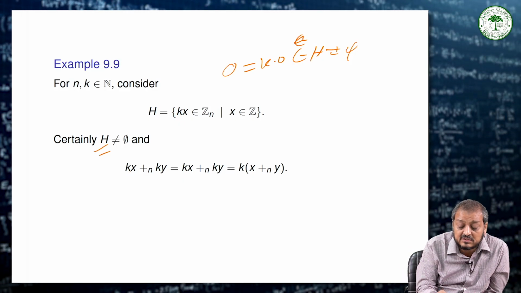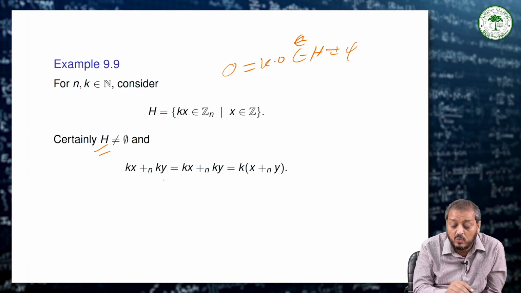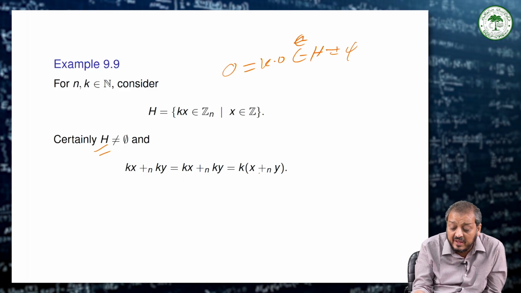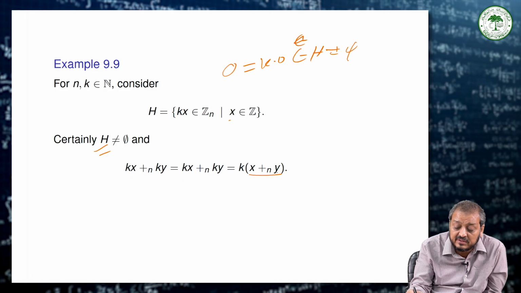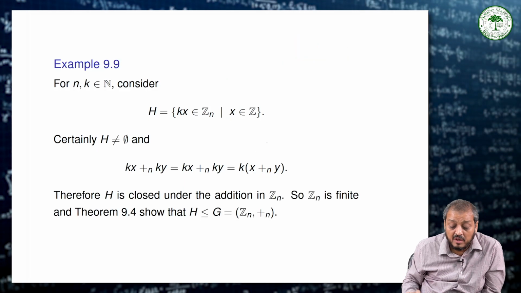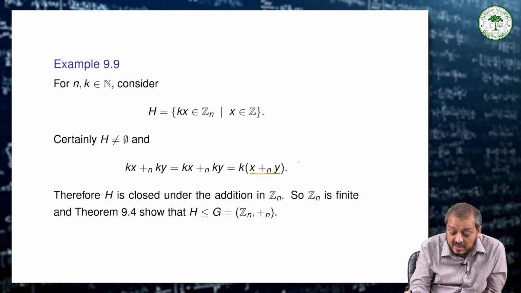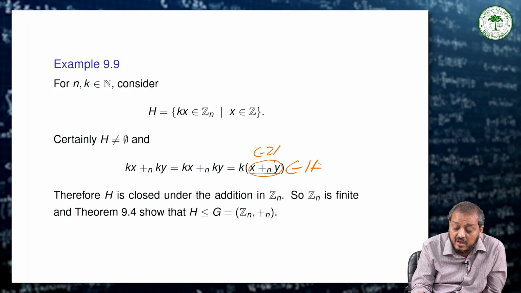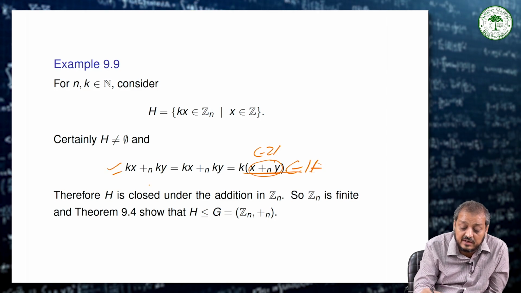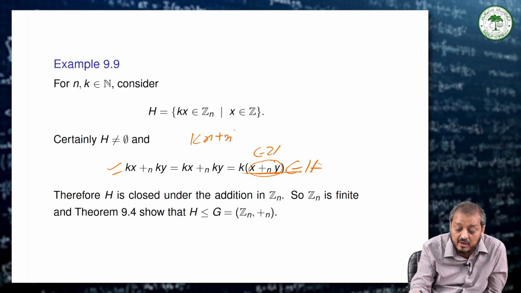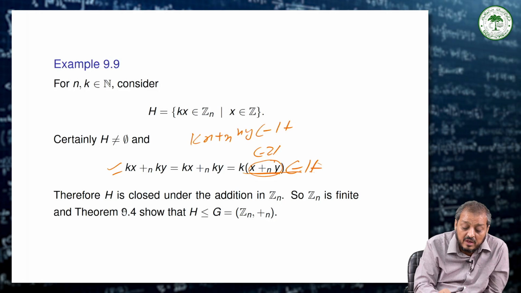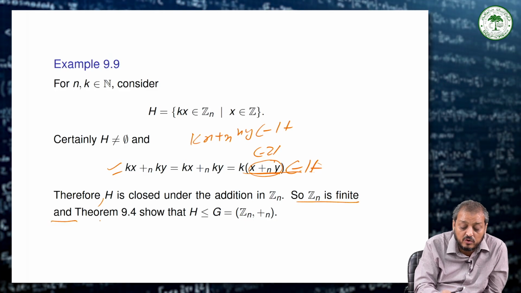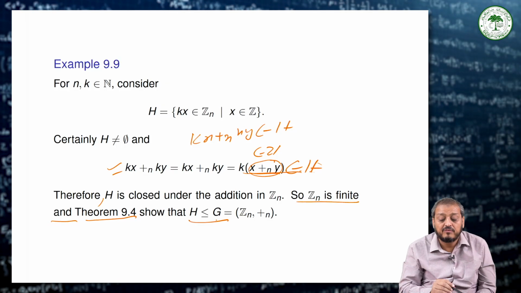Now we take two elements kx and ky. Under addition modulo n, kx plus ky can be written as k times (x plus y), where x and y are integers. So this element again belongs to H. This means kx under addition modulo n with ky is also an element of H. Therefore H is closed under addition in Z_n, and since Z_n is finite, the theorem says H is a subgroup of G.